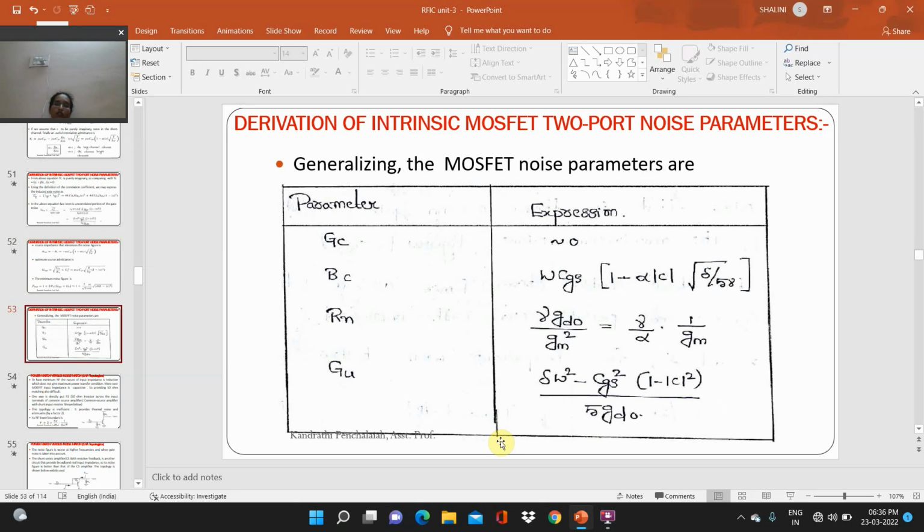Generalizing the MOSFET noise parameter expressions: Gc is approximately 0. Bopt is omega Cgs into 1 minus alpha mod c square root of delta by 5 gamma. Rn is equal to gamma Gd0 by Gm squared, which is gamma by alpha into 1 by Gm. Gu is equal to delta omega squared Cgs squared into 1 minus mod c squared by 5 Gd0.